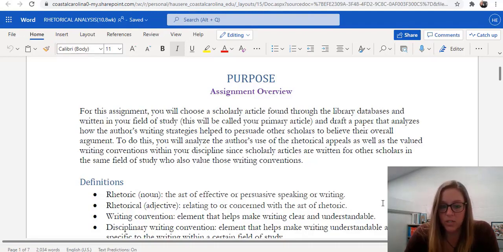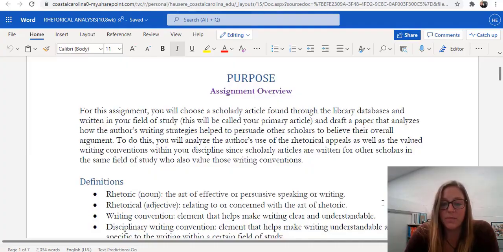If you took English 111 here at Coastal, then you likely wrote a visual rhetorical analysis. The concepts during that assignment are the same as this assignment. We're just adding another element to that, and we're analyzing the writing conventions within specific disciplinary fields. And instead of analyzing a visual, we're analyzing a written text.